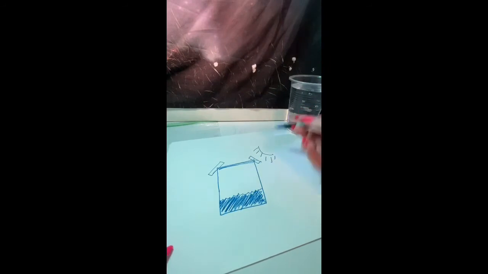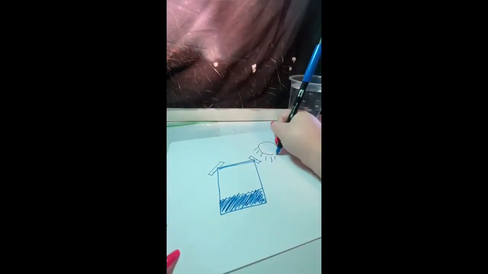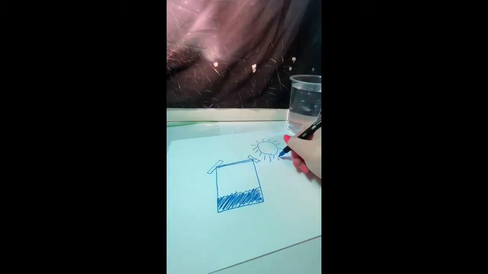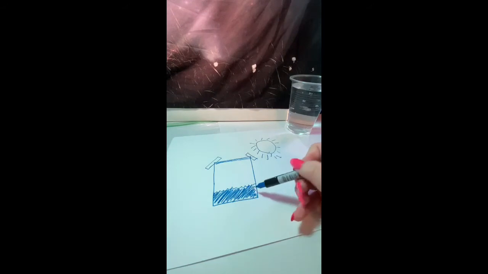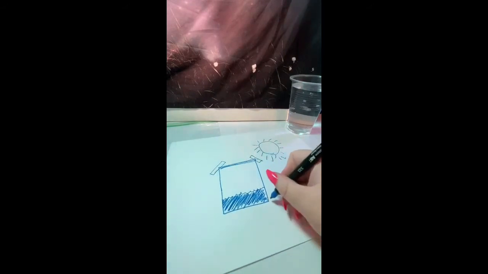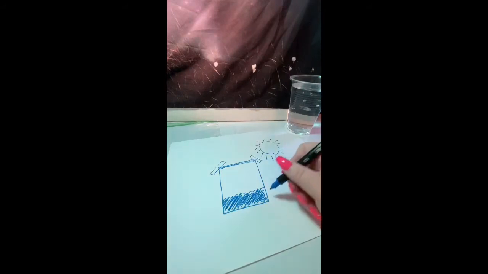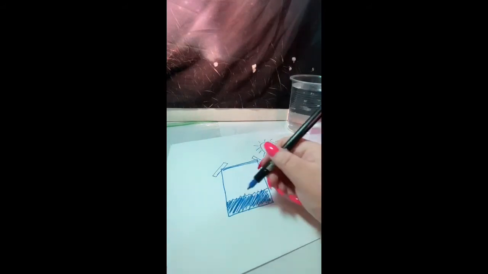Yay, a little sun. Okay, well, I guess I'll make that a circle. Woo! Okay. I know, my art skills are amazing. So here's our little sun, right?